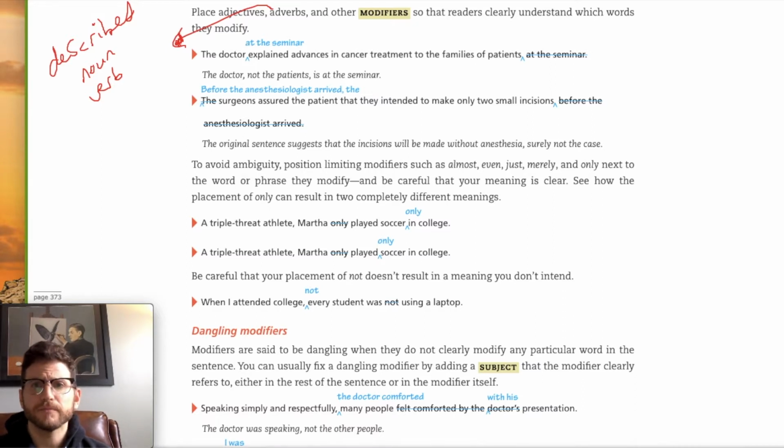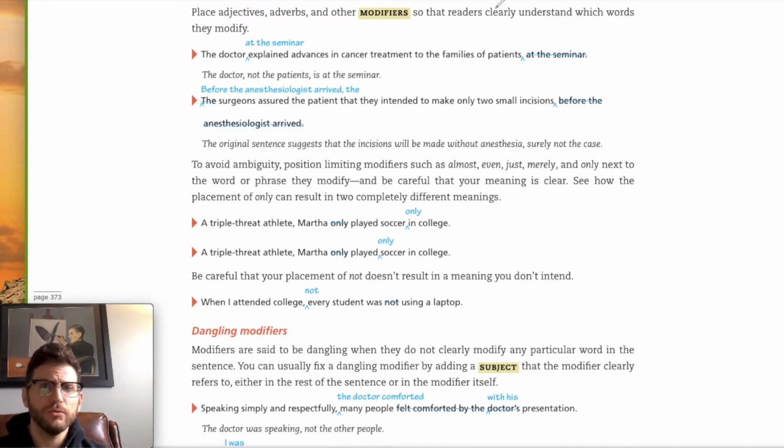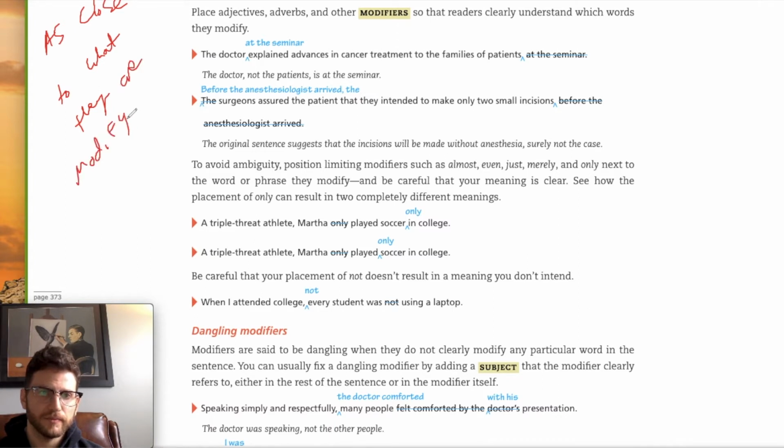And now the rule that I gave you when it comes to modifiers is that modifiers should be as close to what they are modifying as possible. The further away they are from the word they're modifying, the noun or the verb that they're modifying, the more awkward the syntax of the sentence will be, and the sentence will be confusing.